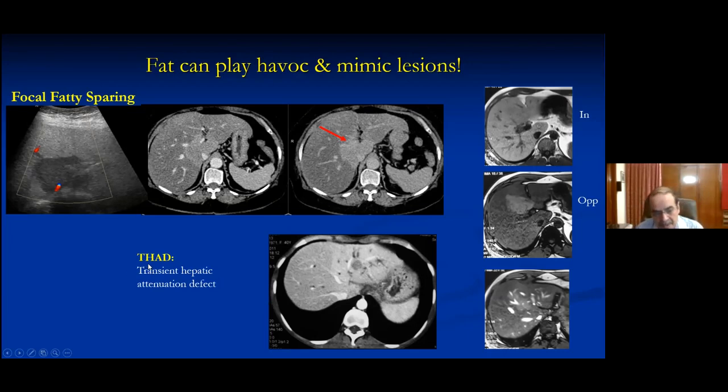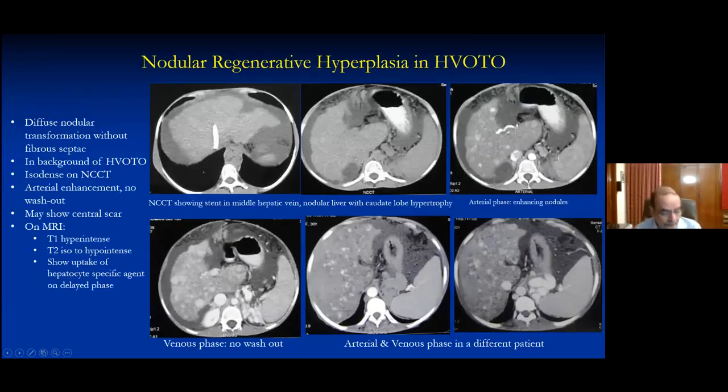And sometimes a transient hepatic attenuation defect can be a harbinger of a more ominous lesion, as is seen in this patient. This is a THAD, a very sharply marginated arterial enhancement. Within that, there is a focal lesion sitting here, which on biopsy was found to be a metastatic deposit.